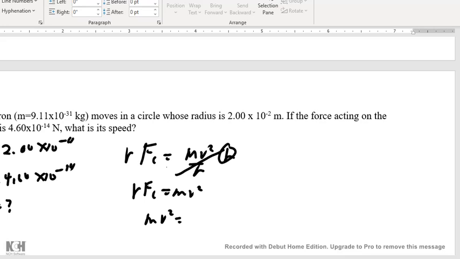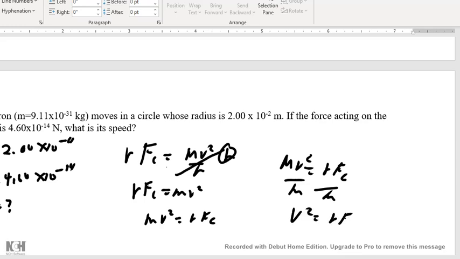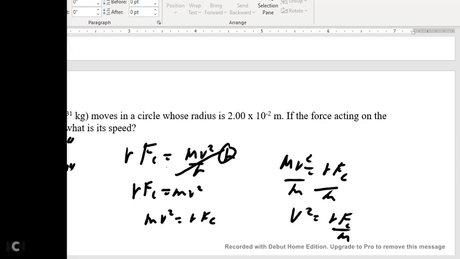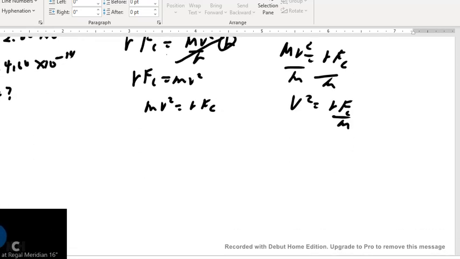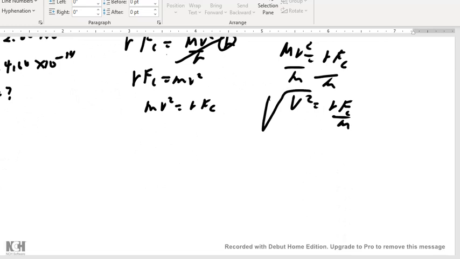Mv squared equals Rfc. Now you take that mv squared equals Rfc, divide by m, divide by m. We've got v squared equals Rfc divided by m. Now, how do you get rid of a square? You've got to square root it. Square root the whole thing, right? So that tells me v equals the square root of Rfc over m.